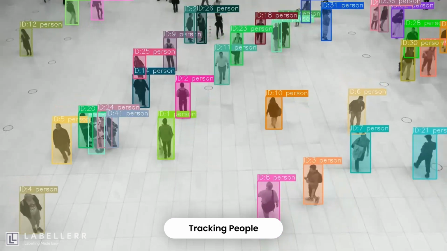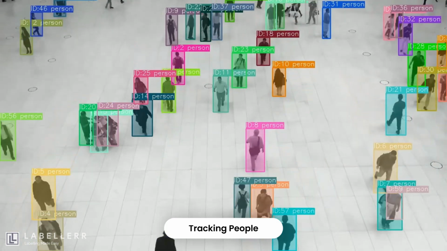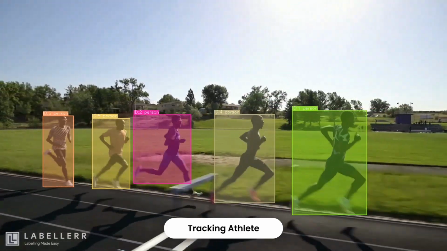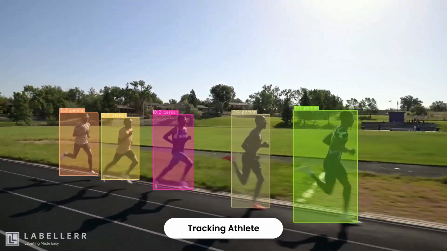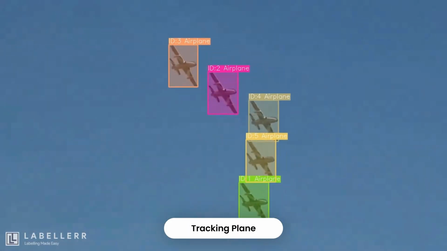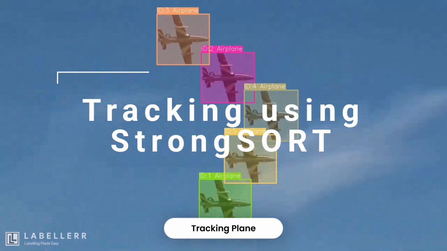Watch how you can track people moving through a crowd, or athletes sprinting down the track. And you can also learn to track planes soaring through the sky by the end of this tutorial.